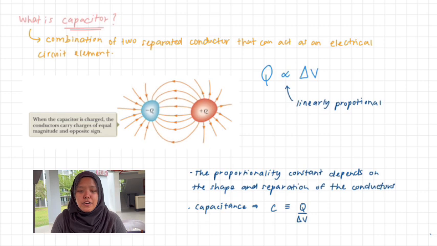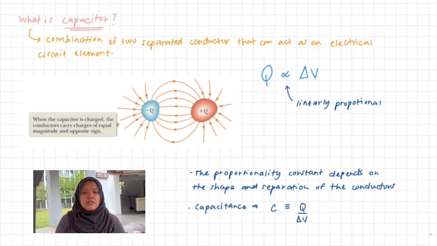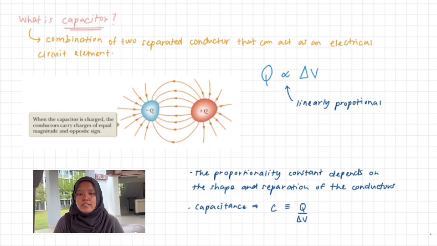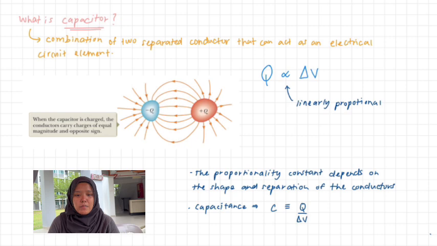Quantity of charge Q on a capacitor is linearly proportional to the potential difference between the conductors. The proportionality constant depends on the shape and separation of the conductors. Because of this proportionality, the capacitance C of a capacitor is defined as the ratio of the magnitude of the charge on either conductor to the magnitude of the potential difference between the two conductors. By definition, capacitance is always a positive quantity, and capacitance has SI units of coulombs per volt.